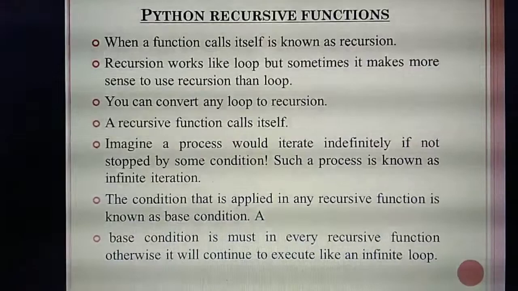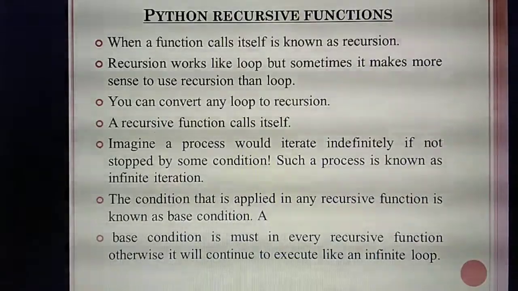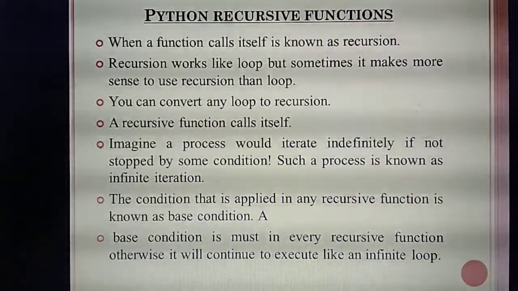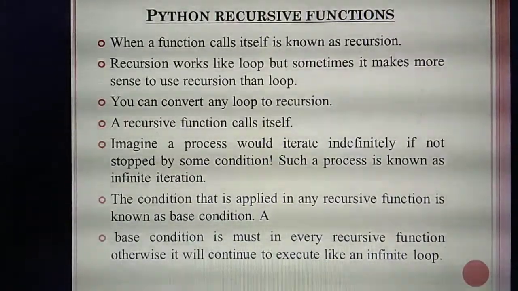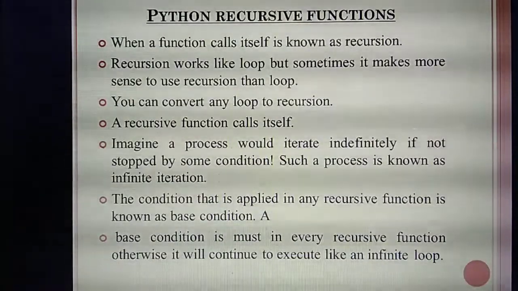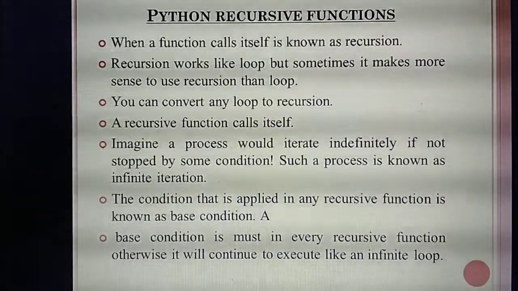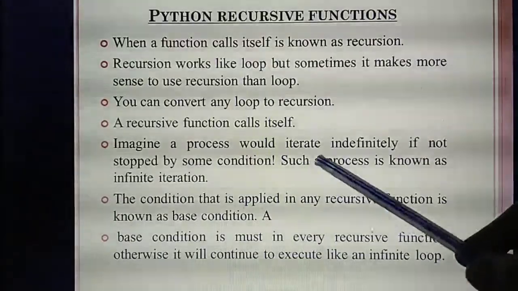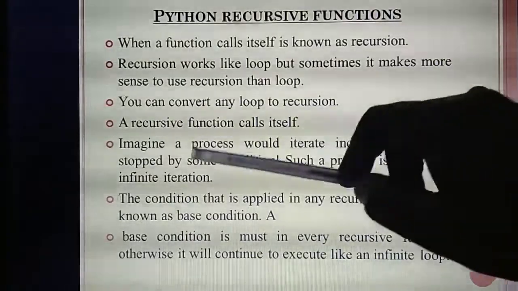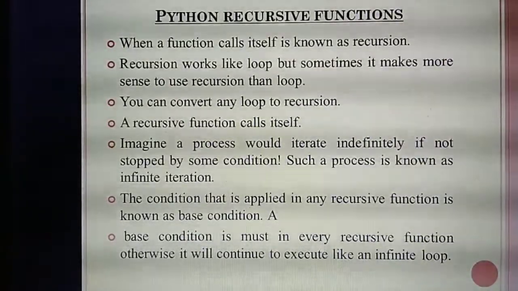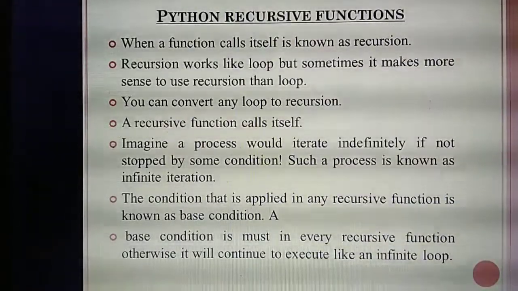So what example did I say? For I equal to 0, I less than or equal to 5, I plus plus. That loop will iterate till 5. But if you give the same example as for I equal to 0, I plus plus, without the limit value, how many times will the loop execute? Infinite number of times. That process is called infinite iteration. Now read it: infinite iteration. The process iterates indefinitely and is not stopped by any condition. If you are not giving any condition, the loop will execute again and again. That process we call infinite iteration.